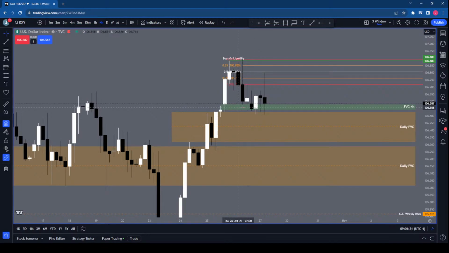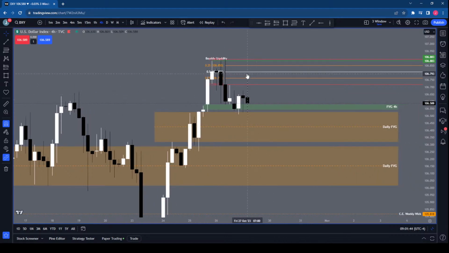Right now, we can see these candle bodies respecting this volume imbalance. But I can see us coming back down a little deeper into this daily fair value gap. So those are the levels I'm watching: the consequent encroachment of this 4 hour wick, the consequent encroachment of this daily fair value gap, and how we maneuver between them.